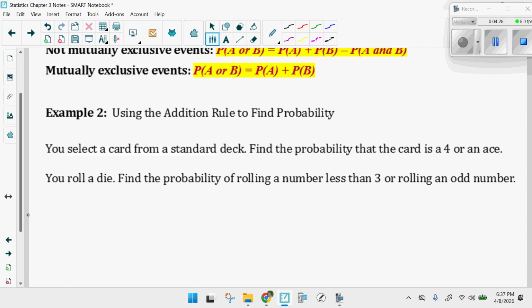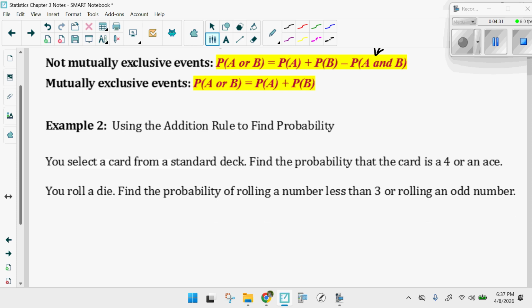And so when we find these probabilities, we want to make sure we determine are they mutually exclusive, and then we can use one of those two addition rules.